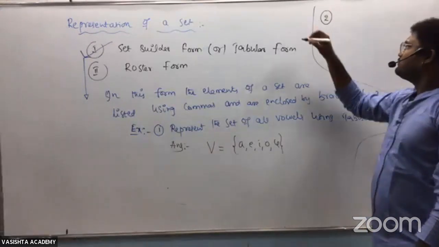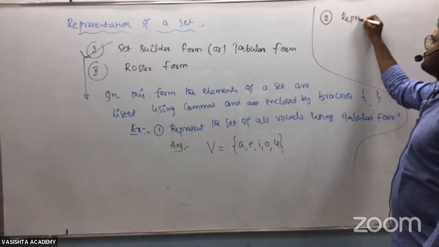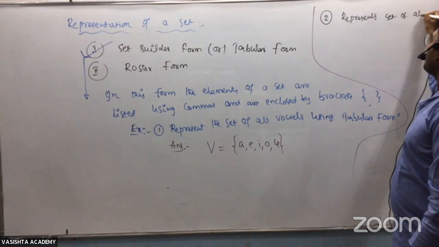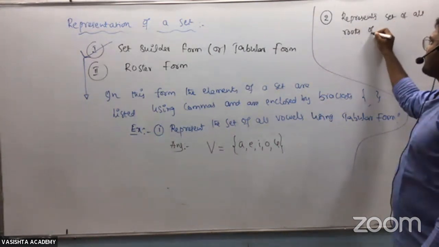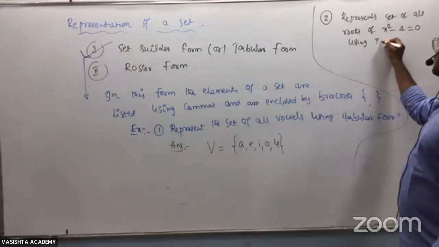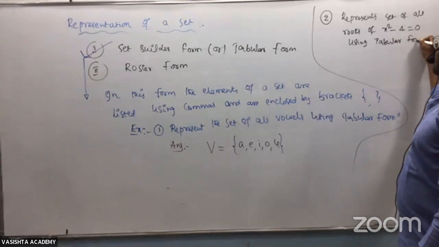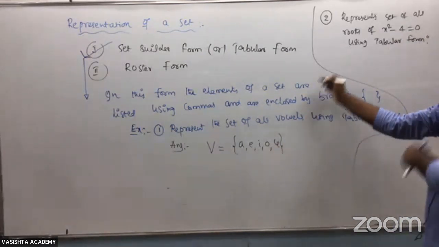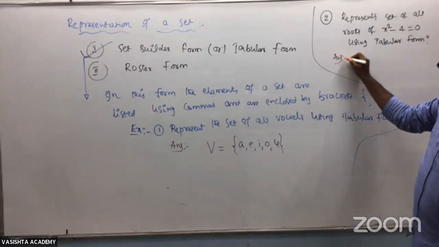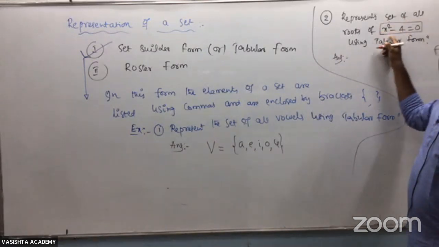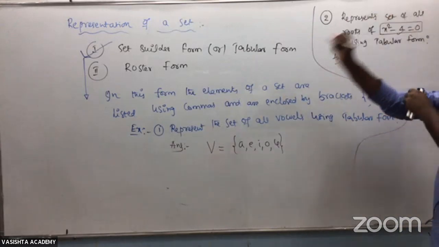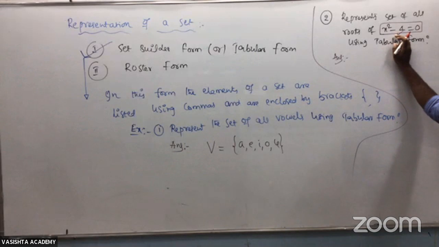Second one: represent the set of all roots of x square minus 4 equal to 0 using the tabular form. This is the question, right? I want to represent the set of all solutions of this equation using the tabular form. First of all, how many solutions will you get for this equation? 2, because it is a quadratic equation, right?